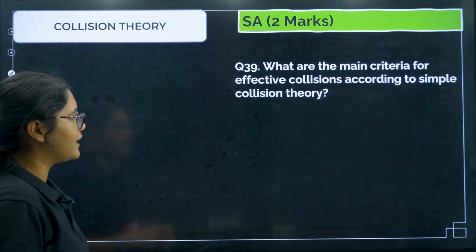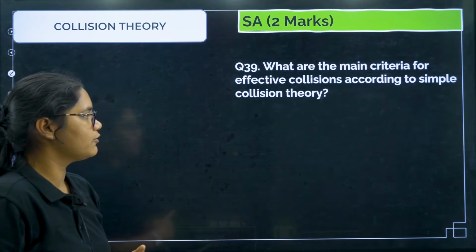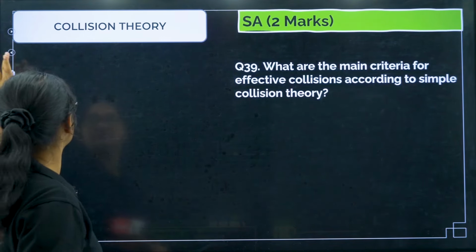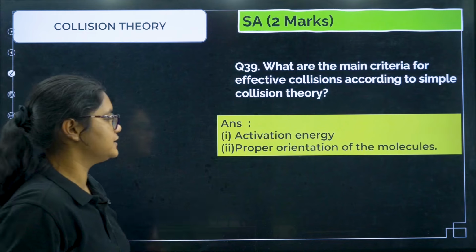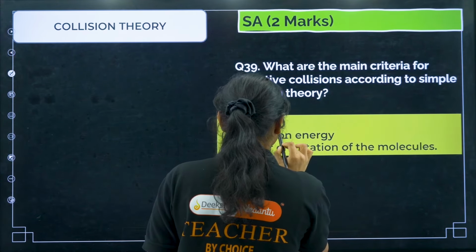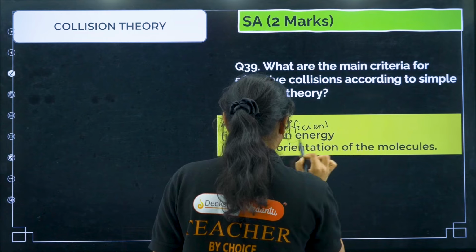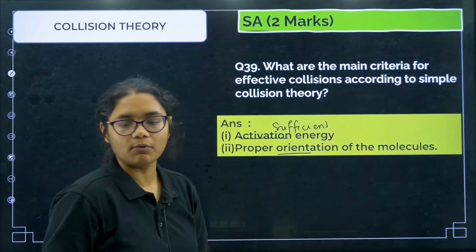Next, what is the main criteria for effective collisions? This is a question that has been repeated in many of the pre-board papers. So criteria for effective collision is sufficient energy. Okay, you can write down sufficient energy and proper orientation of the molecules.